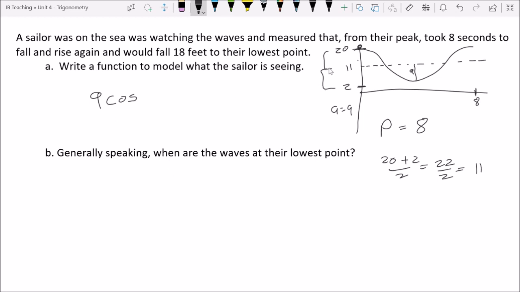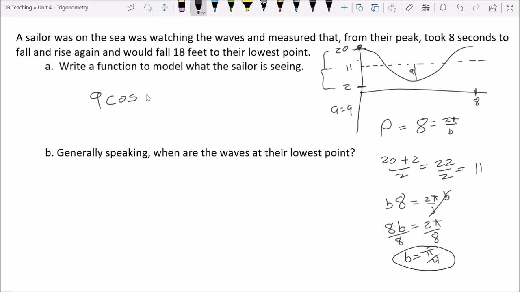I now need to address the period. The period is 8, which we know equals 2 pi over b. So how do I solve that? I'm going to buy myself a little more space down here. 8 equals 2 pi over b. The way I'm going to solve it is I'm going to multiply by b. So I get 8b equals 2 pi, and then I'll divide by 8. So I get b equals pi over 4.